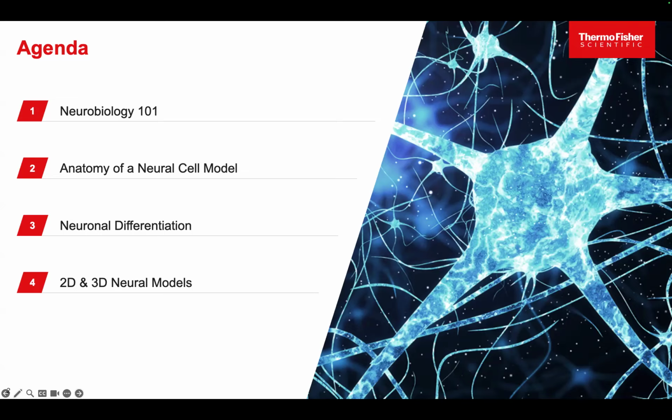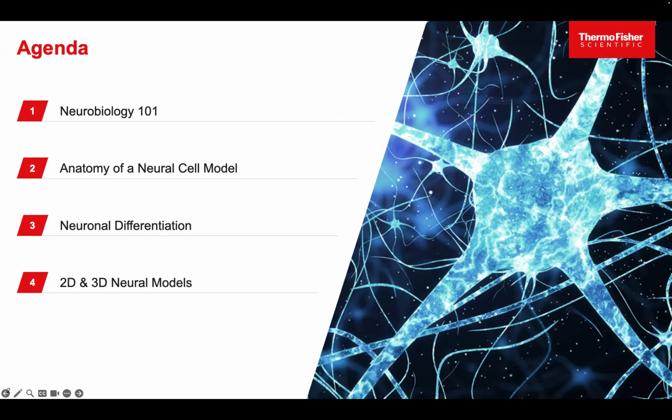And then I'll segue into some specifics as to how we actually mimic aspects of that neurodevelopmental process in neuronal culture, and also touch on the anatomy of neural cell models. I'll give an overview of some of those workflow segments just from a high level, again, from our perspective at Thermo Fisher. After that, I'll dive a bit deeper into neuronal differentiation.